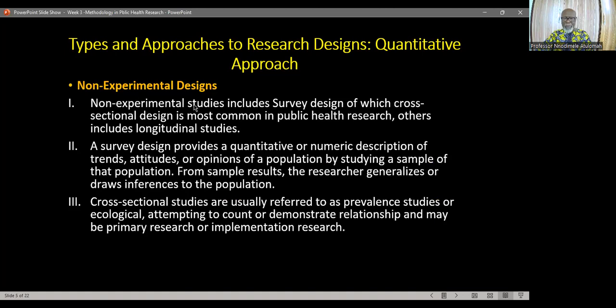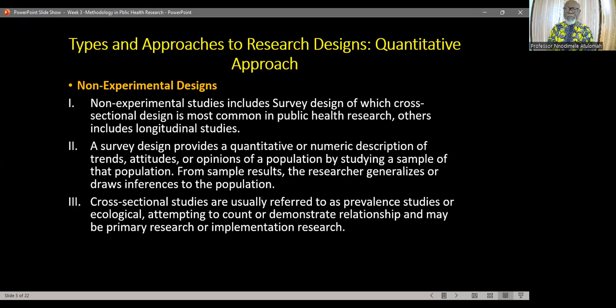We have non-experimental design. Most of the non-experimental designs, we call them observational studies. They could be in epidemiology, they could be in public health. Generally, non-experimental means that you're not changing anything. You're only observing. That's why we call it observational studies.